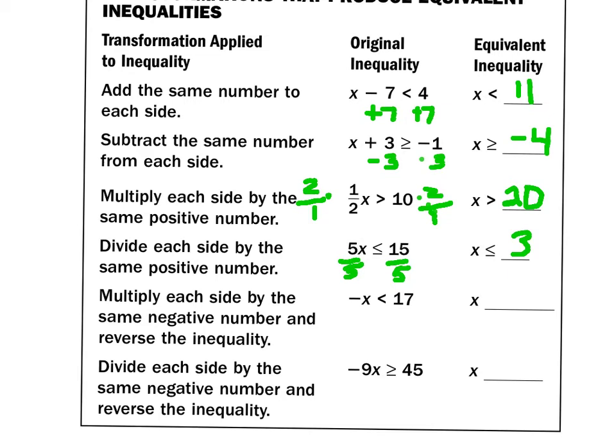Now, the only thing you have to be careful of, and the only thing different than regular equal signs with inequalities, is if you multiply or divide by a negative number, you have to flip the inequality over. So, if I need to get x by itself, I need to multiply by a -1 to get rid of that negative sign. And then when I do that, I have to flip the inequality sign over.